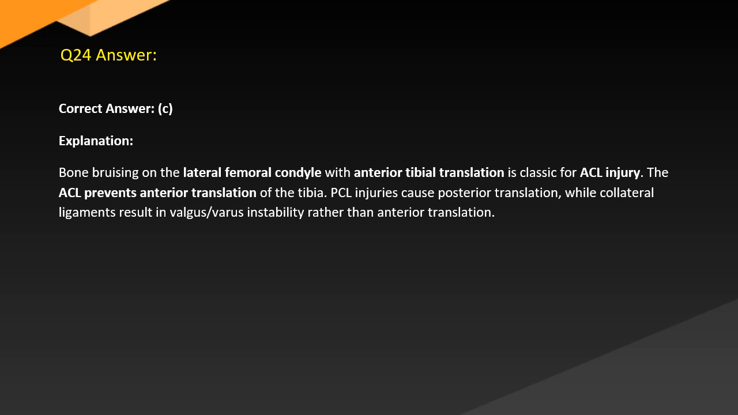Answer. Correct answer: C. Explanation. Bone bruising on the lateral femoral condyle with anterior tibial translation is classic for ACL injury. The ACL prevents anterior translation of the tibia. PCL injuries cause posterior translation, while collateral ligaments result in valgus or varus instability rather than anterior translation.